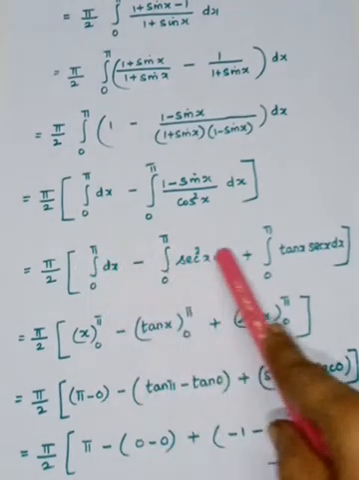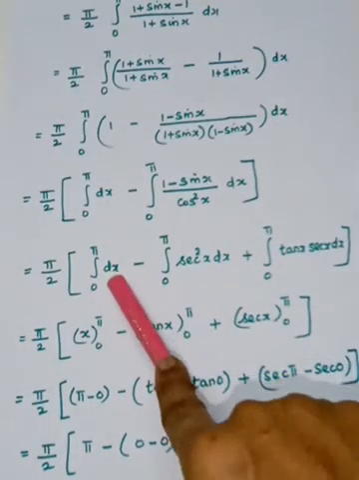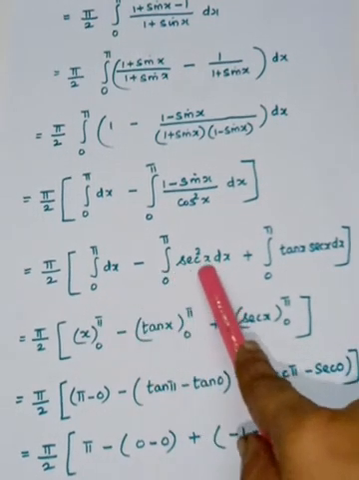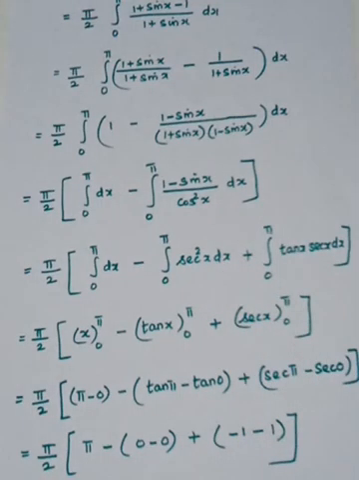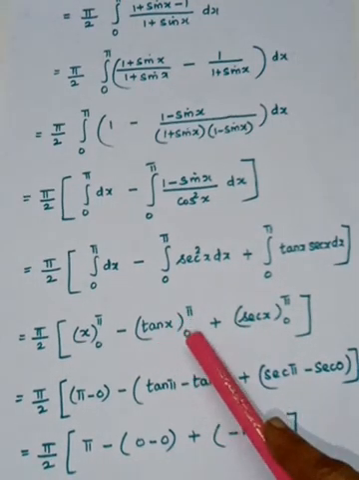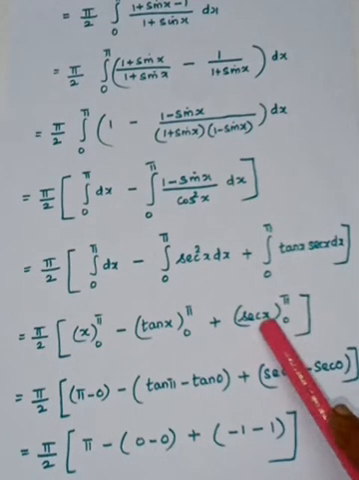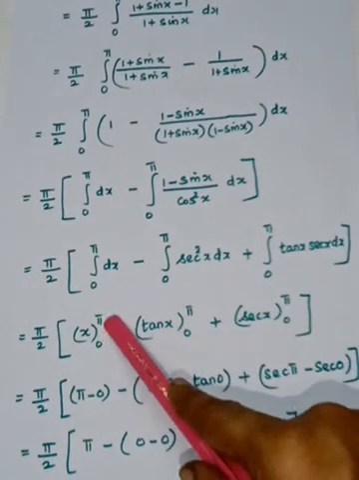Okay, so we are going to integrate. What is integral dx? It is x, and the limits vary from 0 to pi. What is the integration of secant squared x? It is tan x, limits vary from 0 to pi. What is the integration of tan x secant x? It is secant x, 0 to pi. You have to apply the upper limit.